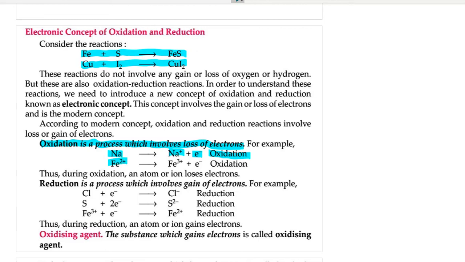Fe2 plus, which was already an ion, lost one more electron and got converted into Fe3 plus. It happens with Fe, that is iron. And this is also oxidation.